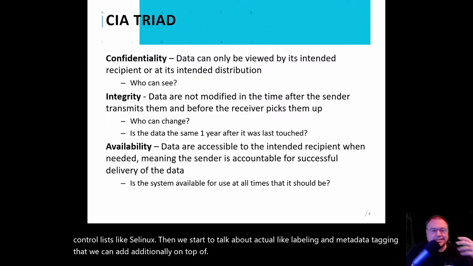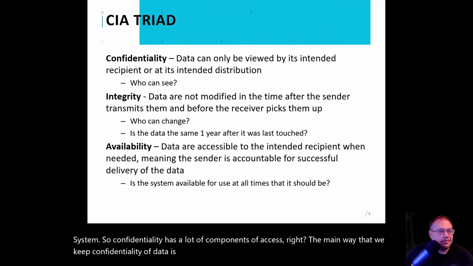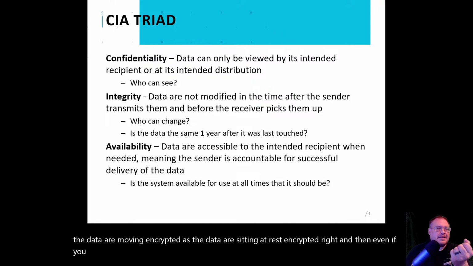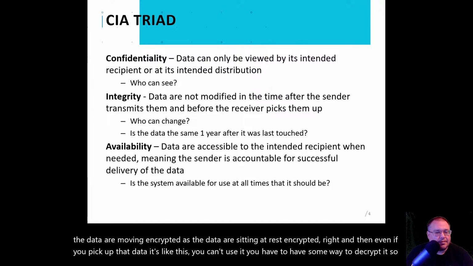So confidentiality has a lot of components of access, right? The main way that we keep confidentiality of data is through encryption. We do some type of encryption of data as the data are moving, encrypted. As the data are sitting at rest, encrypted, right? And then even if you pick up that data, you can't use it. You have to have some way to decrypt it so that it's useful again, right?